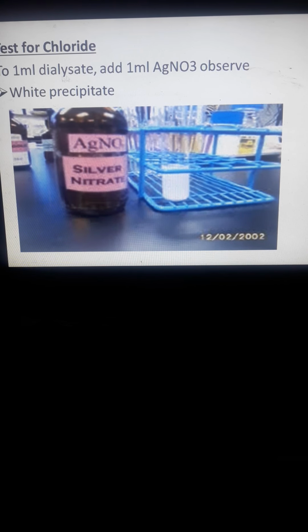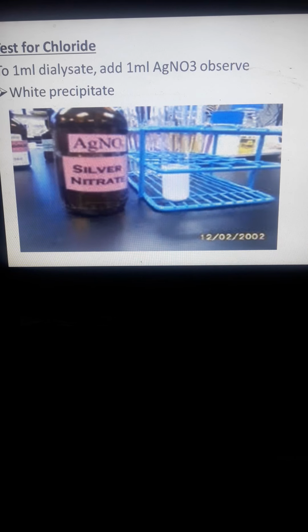The positive result is a white precipitate, which indicates that the stock solution diffuses or crosses the gastric lining through its cell membrane, and it contains chloride, because the chicken stock solution contains salts of chloride. If you add silver nitrate, it will form silver chloride, which is a white curdy precipitate or white precipitate.